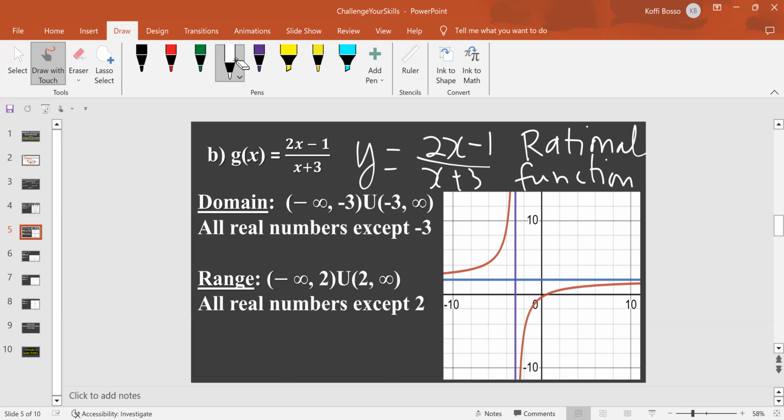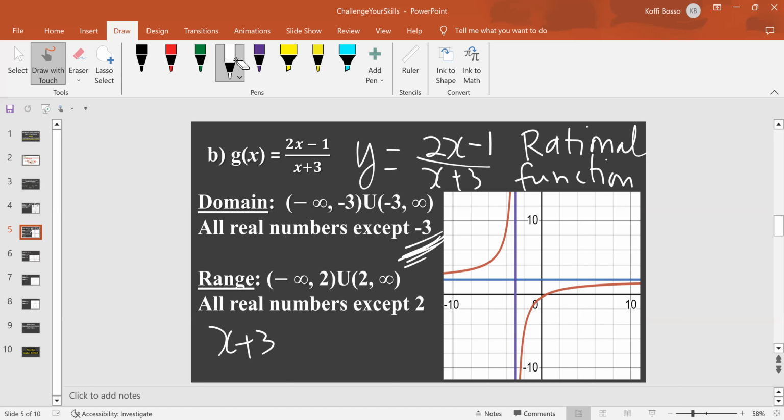The domain here is all real numbers except negative 3. Why except negative 3? The thing is this. We can plug in any value, but if you plug negative 3 into the function, you'll see that the denominator will be negative 3 plus 3. The denominator of the function is x plus 3.